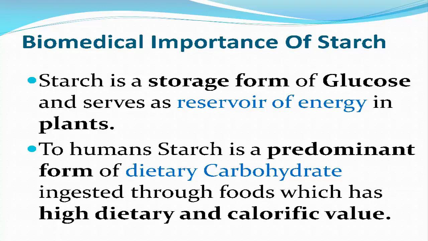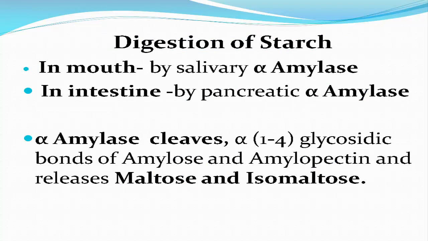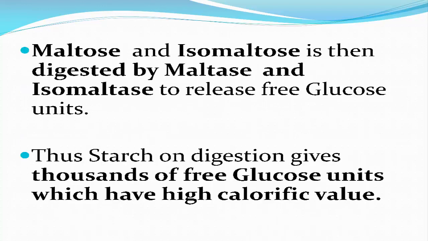How do we digest starch in our body? The enzyme is amylase, as we have said previously. The amylase can be salivary amylase, and most importantly, most of the starch is digested in the intestine by the pancreatic amylase. And they break all those alpha 1,4 bonds and produce maltose and isomaltose. Then maltose, isomaltose will be further degraded by maltase and isomaltase enzyme, and so finally starch is broken down into large number of glucose molecules, which we then absorb and our cells use.